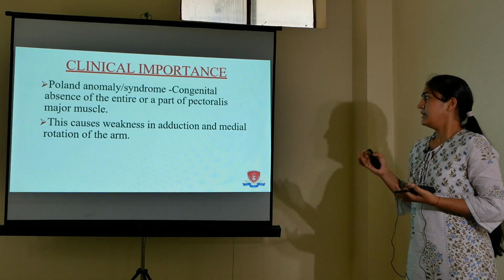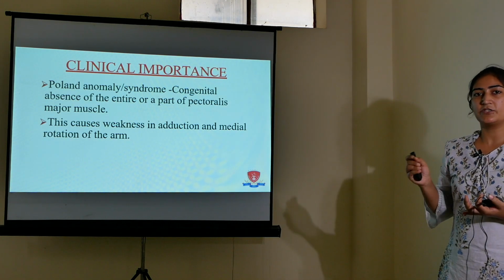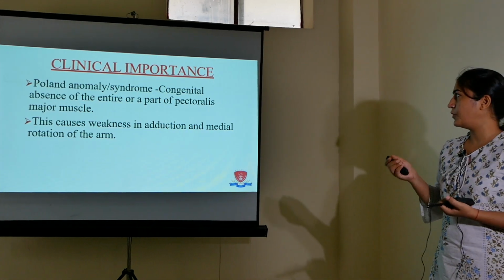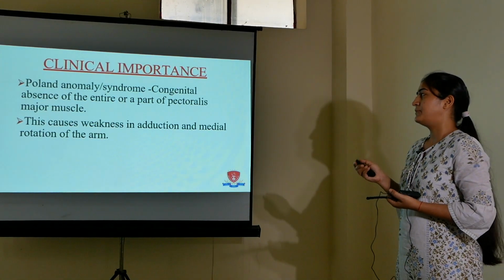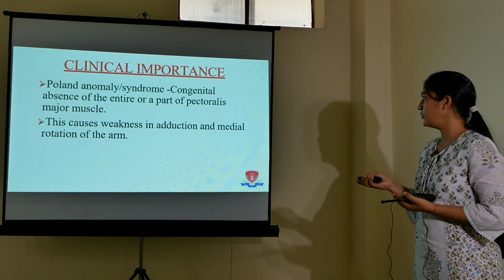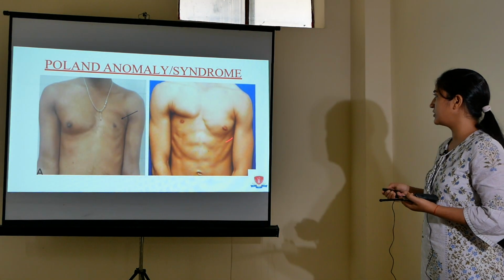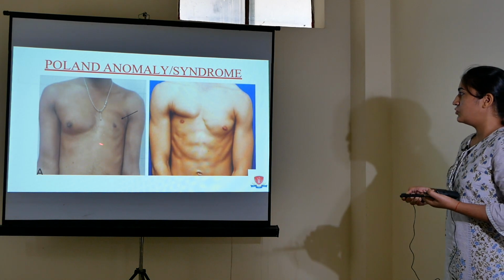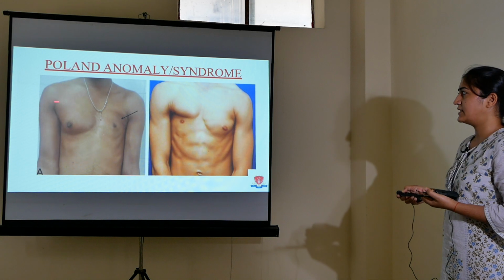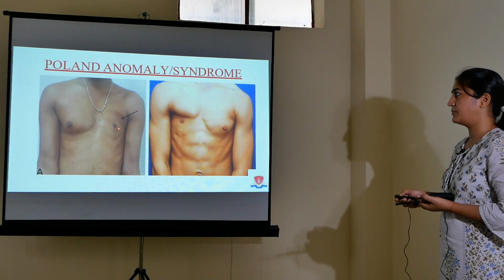Now the last thing, the congenital absence of this muscle. If there is a congenital absence of this muscle, there is a syndrome called Poland syndrome. Poland syndrome is the congenital absence of the entire or a part of the pectoralis major. I will show you a picture that will clear things up. Here in these two pictures we can see there is no pectoralis major, and here the well developed pectoralis major is present. So it is the unilateral congenital absence of the pectoralis major muscle.